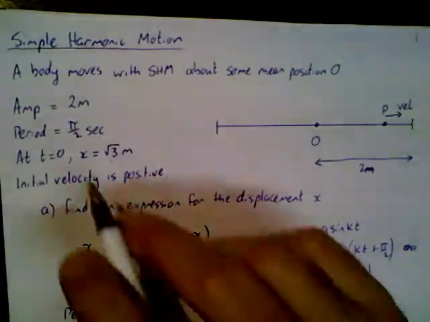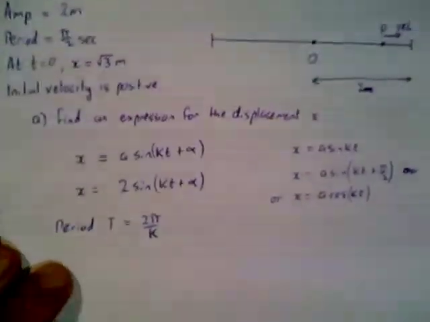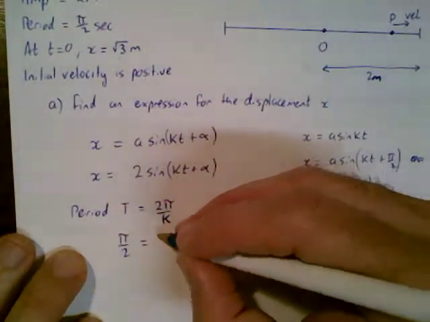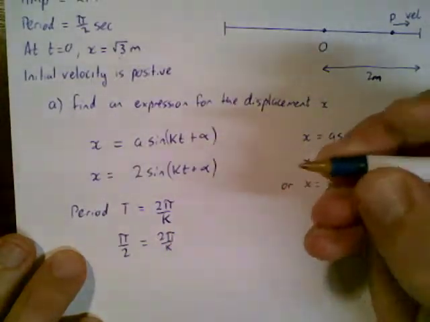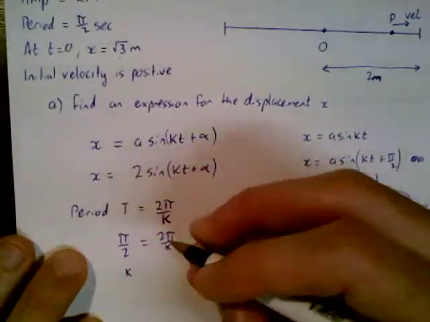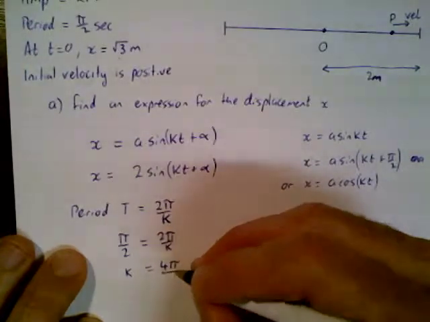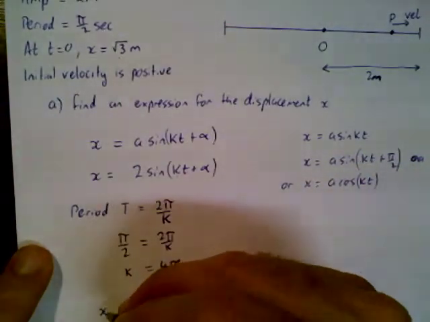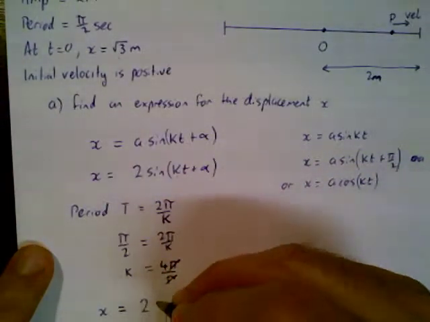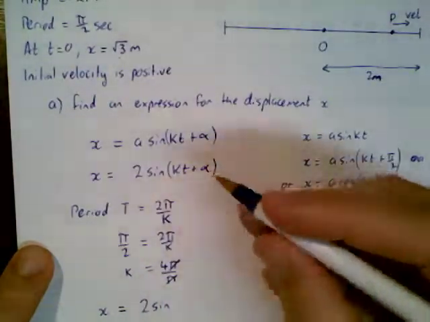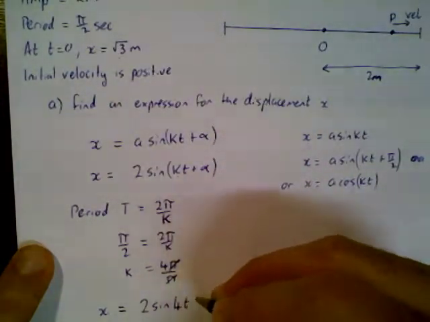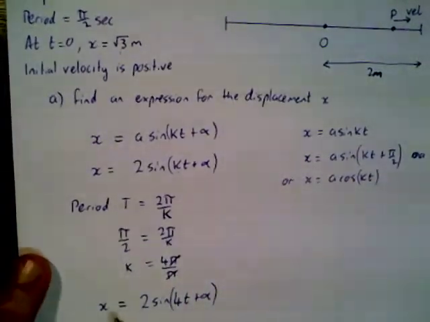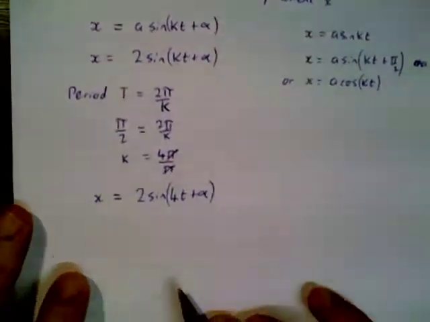So because the period is equal to pi on 2 seconds, we can say that pi on 2 is equal to 2 pi on k, and just solve that little equation. Cross multiplying there, we get k is equal to 4 pi over pi. The pi's cancel. We have k equals 4. So at this stage, we get down to our displacement equation being 2 sine(4t plus alpha).